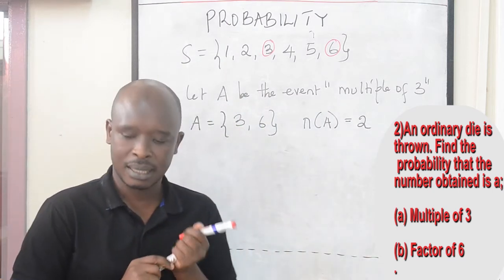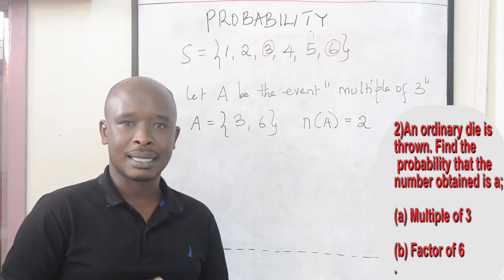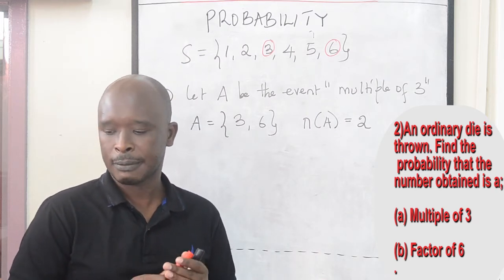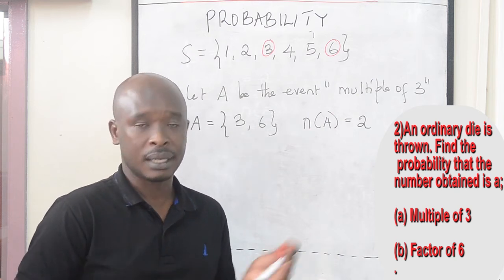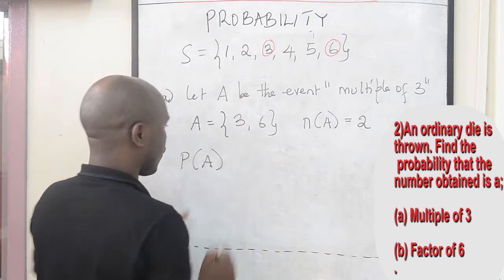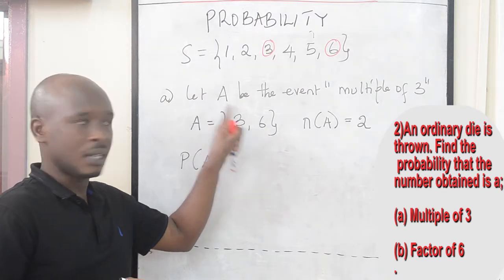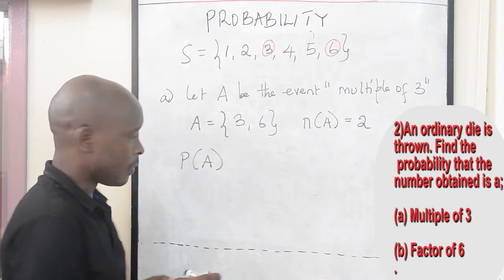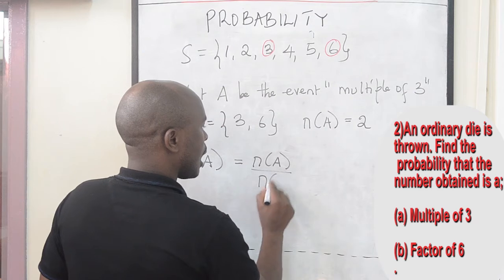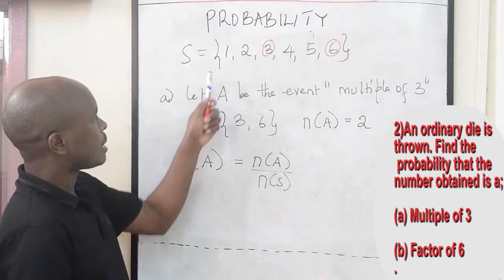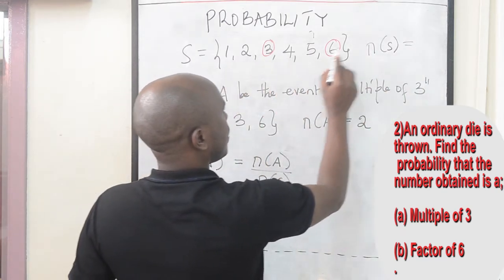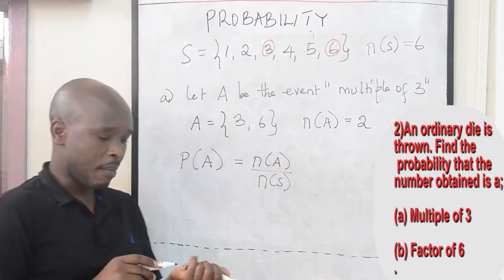And this implies that the number in our event is going to be 2, because there are 2 members within that set. Now, the question is asking us to determine the probability of getting a multiple of 3. So we are going to say that the probability of A, remember I've defined A as an event of getting a multiple of 3. So probability of A would be the number of events out of the sample space. Remember our sample space here is 1, 2, 3, 4, 5, 6. So there are 6 numbers in total.